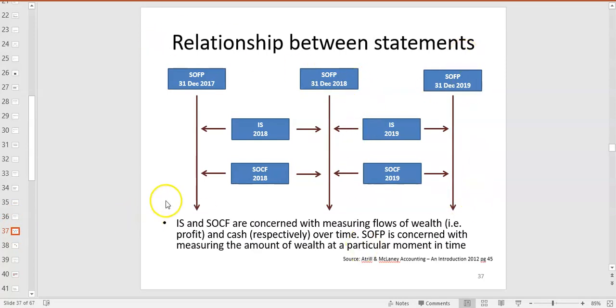So if we look at the relationships then between the statements, the statement of financial position is at a point in time. What the income statement and statement of cash flow do is look at the movements in all those items over the period. So the movements in the income statement and the movements in the statement of cash flow will help you explain how you got from one position to the other. So they're a package of financial statements. They all tell different aspects, but they're all vitally important in terms of understanding the dynamics of a business, and understanding the financial position and financial performance of an organization.